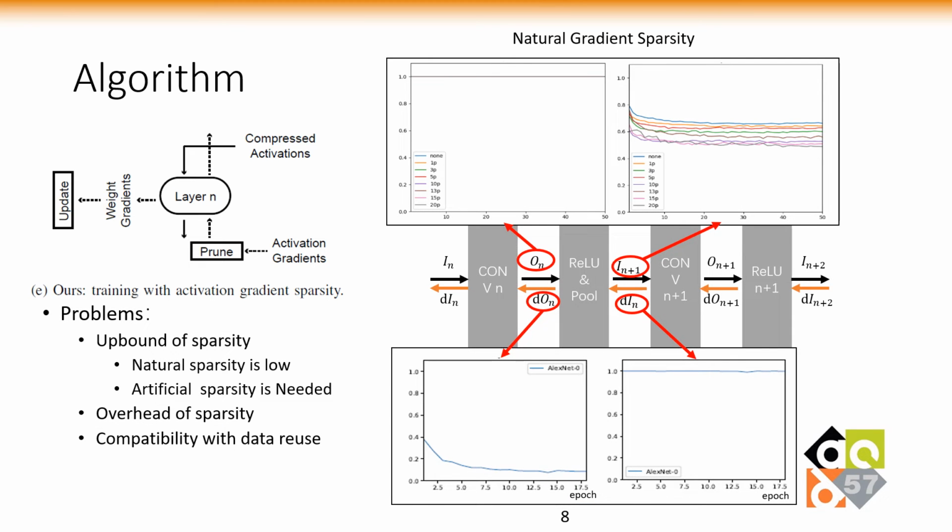In fact, gradient sparsity naturally exists in the training process. This natural sparsity also comes from the ReLU layer. But typically, natural sparsity is not high enough. We still need to introduce artificial sparsity on our gradients. Besides, to truly benefit from gradient sparsity, we also need to control the overhead of sparsity utilizing and make it compatible with data reuse. But before this, let's talk about how to get higher gradient sparsity.